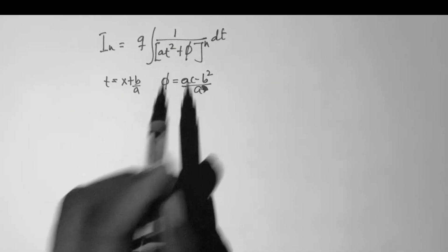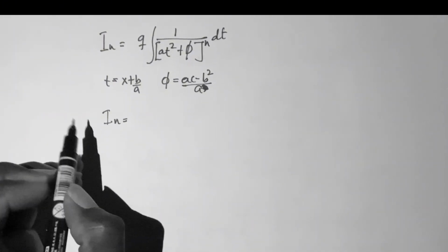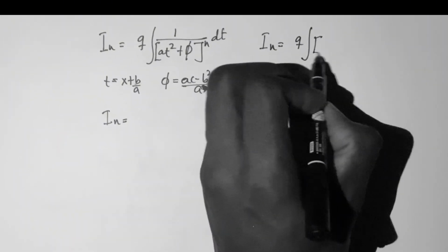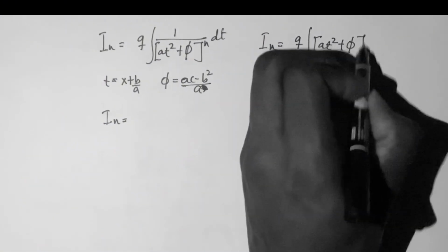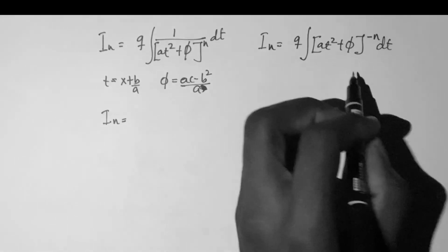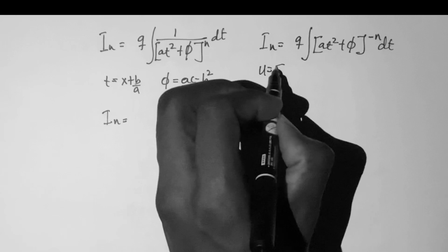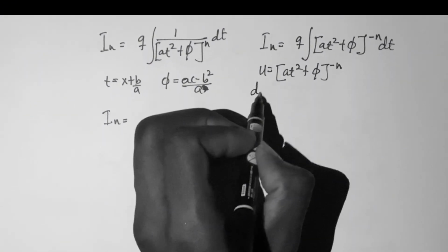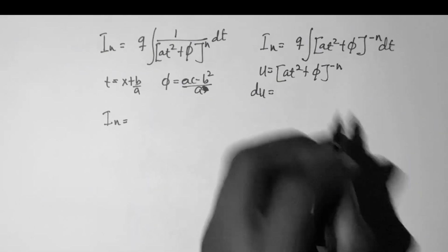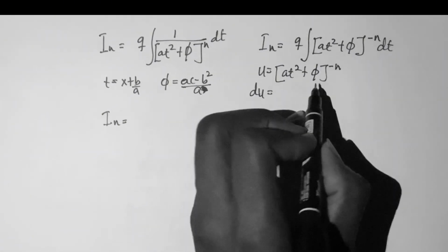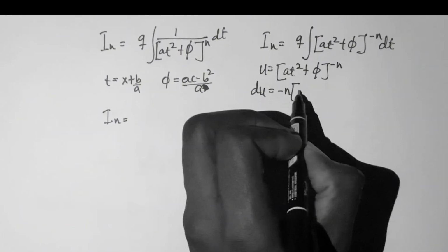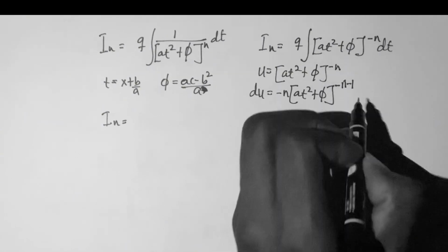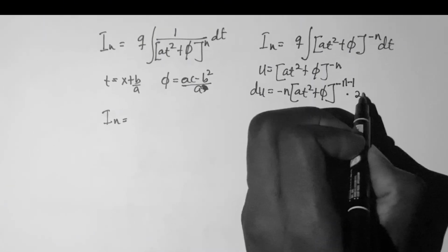So in this case, let's rewrite I of n as q times the integral of (at squared plus phi) exponent minus n dt. Now let u be equal to (at squared plus phi) exponent minus n. Then du is equal to, pulling down minus n and subtracting 1, minus n times (at squared plus phi) exponent minus n minus 1, then times, differentiating at squared plus phi, 2at.